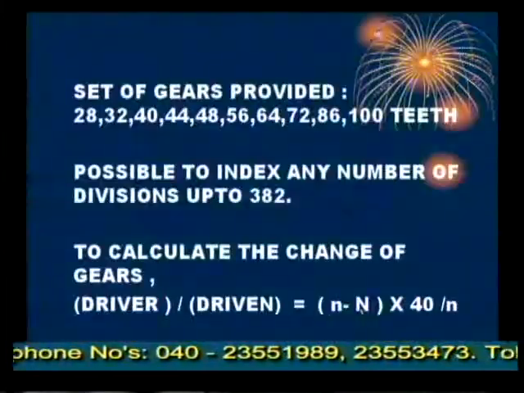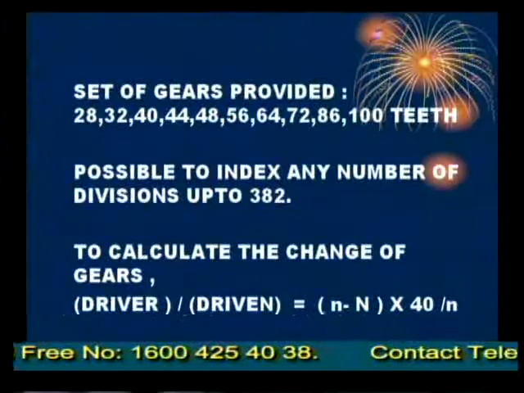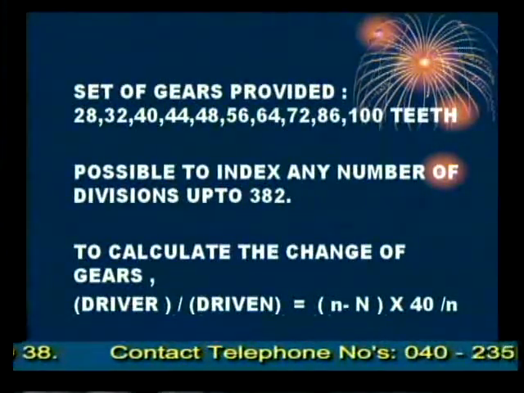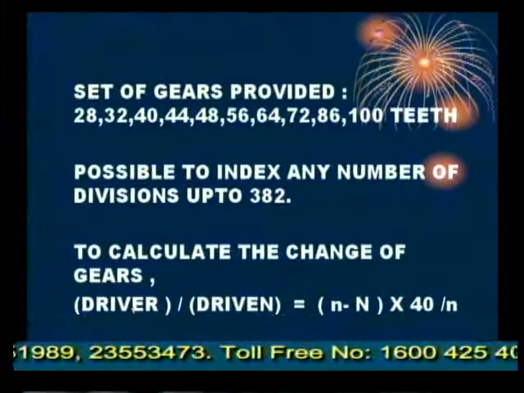This is for a number which is not possible with other methods. Plain indexing is not possible, simple indexing of course it is not at all. So, we have to choose another number of divisions which is approximately nearer to this capital N, a number which is small n, which can be easily indexable. So, choose a small n nearer to capital N, and this (n minus N) into 40 by n will give you the ratio that is to be obtained on the driver side and the driven side. Driven side is on the plate side, driver side is on the spindle head side.